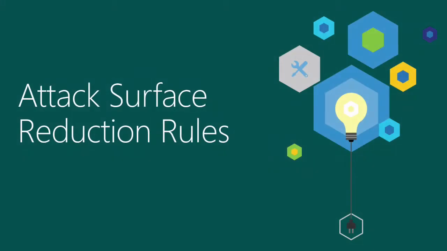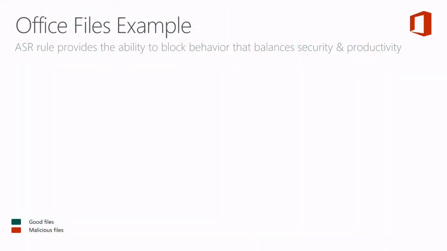Now again, what we started with was EMET's ASR. We're trying to make this a lot more robust. We're trying to make this a lot more behavioral based. And I like to explain this with the help of an example rather than giving you a bunch of architectural lingo. So I like to start with this Office Files example.